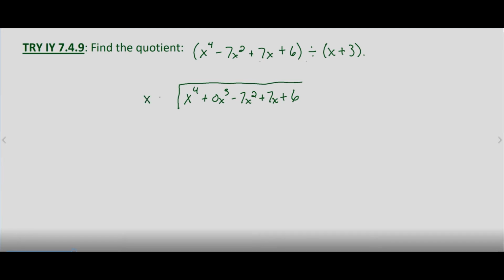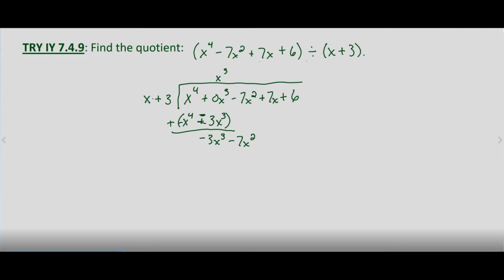We write our divisor out to the side of the long division, and then we look at the terms on the left. What do I need to multiply x by in order to get x to the fourth? Well, that would be x cubed. So x times x cubed is x to the fourth, plus 3 times x cubed is 3x cubed. We're subtracting this, so I like to change the sign and distribute the negative. So the x to the fourths cancel, and 0x cubed minus 3x cubed is negative 3x cubed. And I bring down the next term, minus 7x squared.